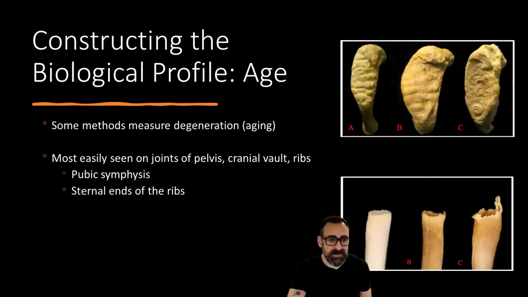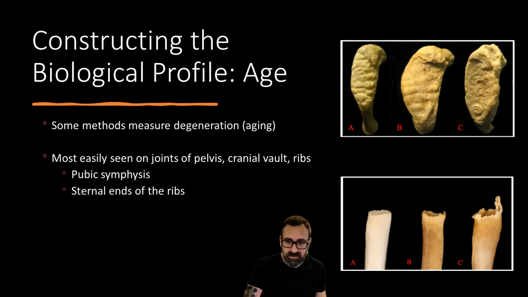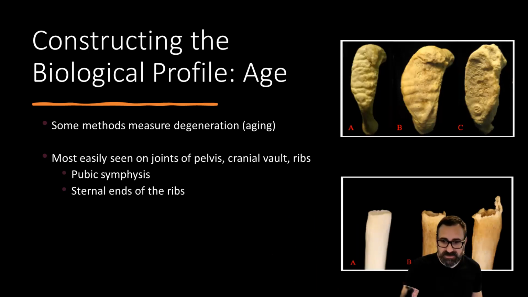Yet again, you can look at the symphysis, which is what I talked about earlier, and it degrades over time, and that can give you an idea about how old somebody is. As you have degeneration, you can look at the sternal ends of ribs. This is the part that's right here at your sternum, and you can see that over time, you get some degeneration that happens there.